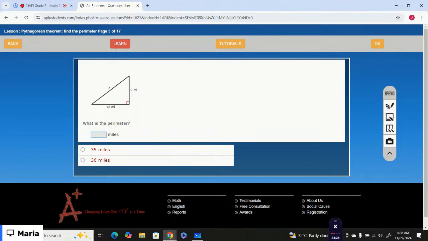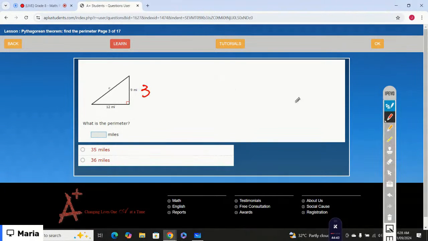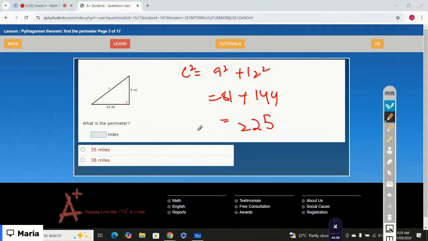So let's just calculate the missing side length. C square equals 9 square plus 12 square. 9 square is 81, 12 square is 144. So that is 225 it is, right? Then C equals 15. So just add the side lengths to calculate the perimeter. 15 plus 12 plus 9, 27, and 9 is 36. So the correct option is 36 miles. The sum of all the side lengths must be 36 miles, right?